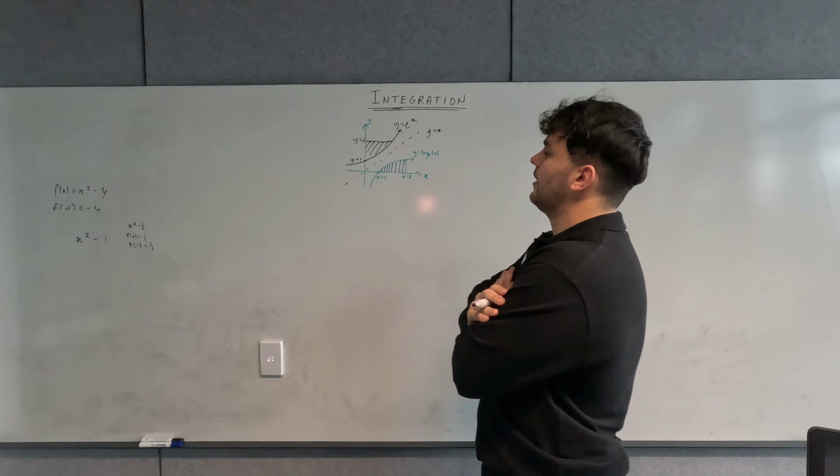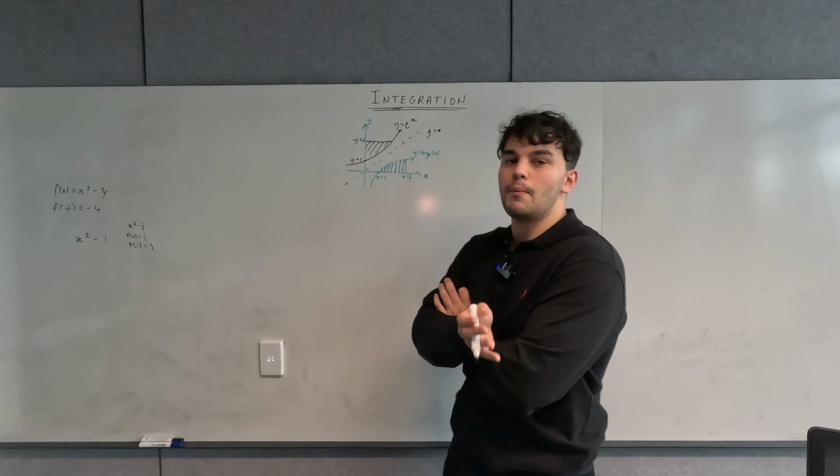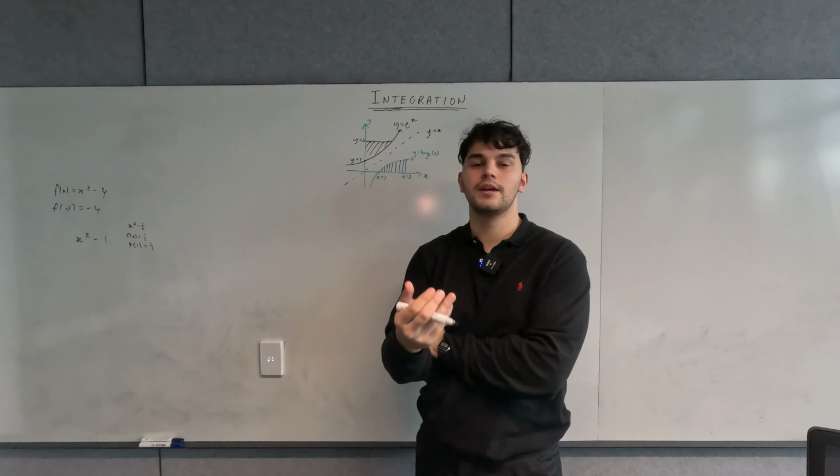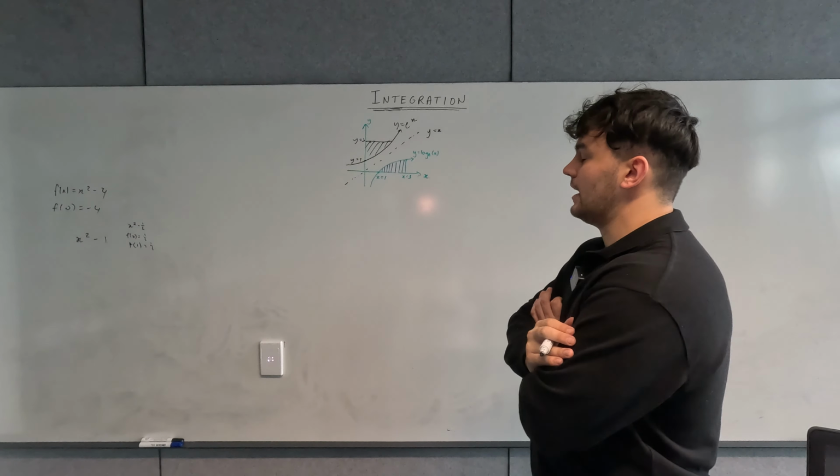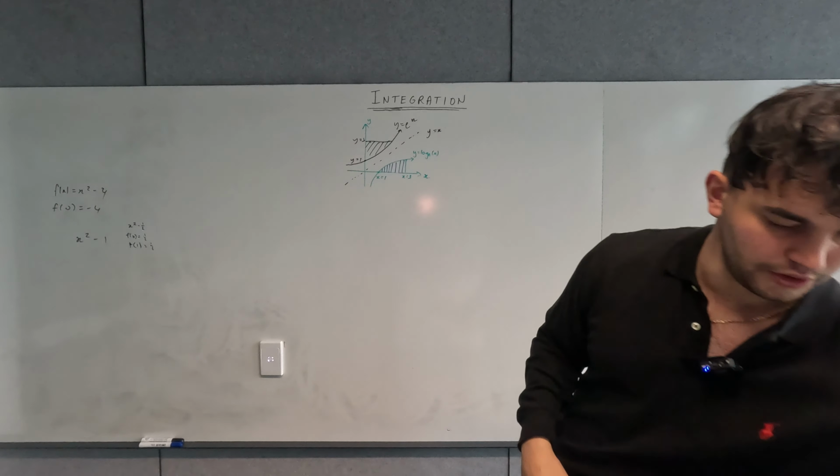So how do we find the black area? What we know is that when we find the integral of something to find the area, it gives us the area underneath the curve and bound by the x-axis. So let me just get a new color.